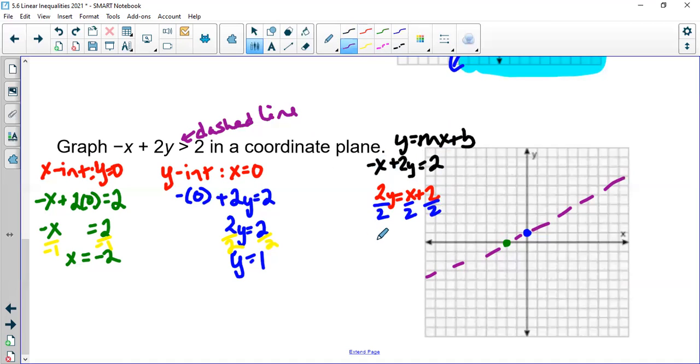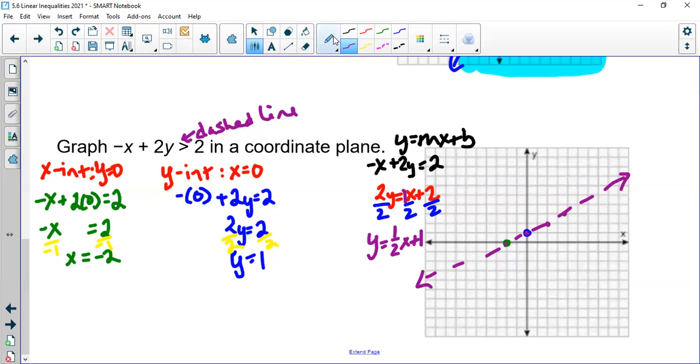And if you do that, you'd have y equals, there's a 1 in front of that, so 1/2 x plus 1. And notice if we did that, we'd have a y-intercept of 1, which is what we have here. Up 1, right 2, up 1, right 2, or down 1, left 2. We still get the same dashed line.